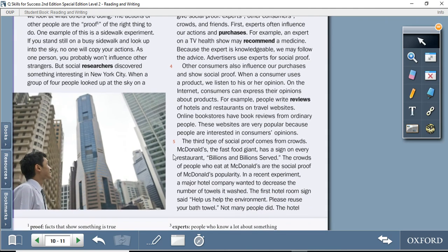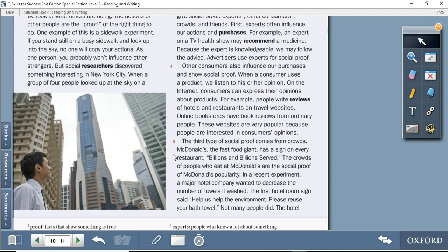The third type of social proof comes from crowds. McDonald's, the fast food giant, has a sign on every restaurant. "Billions and billions served." The crowds of people who eat at McDonald's are the social proof of McDonald's popularity.